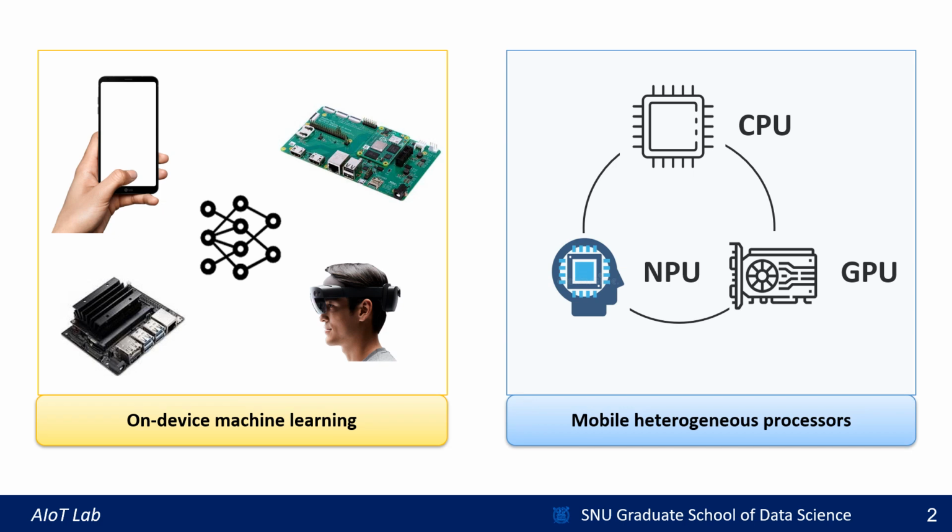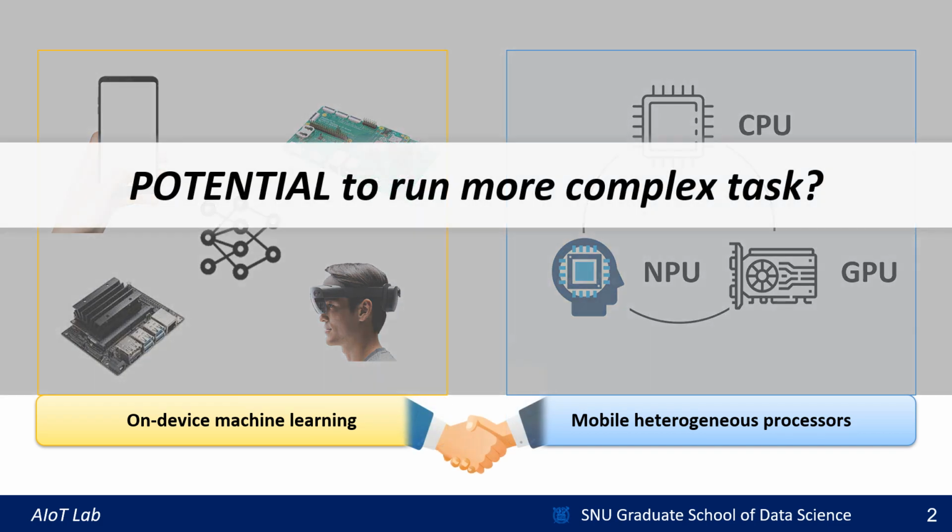On-device machine learning evolved with the development of mobile heterogeneous processors. For example, mobile GPU widened the range of possible tasks on edge devices. Recently, another powerful accelerator, mobile NPU, is available, and neural networks, which are known to be computation-heavy, could also be carried out on edge devices. With this trend, now it is becoming more important to search for the potential of its expanded scope.